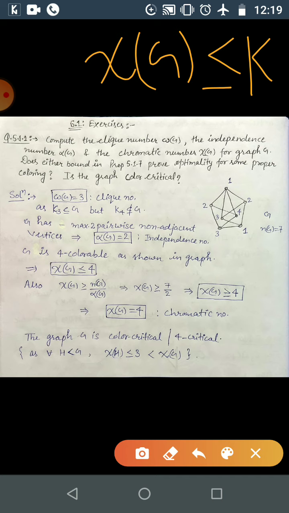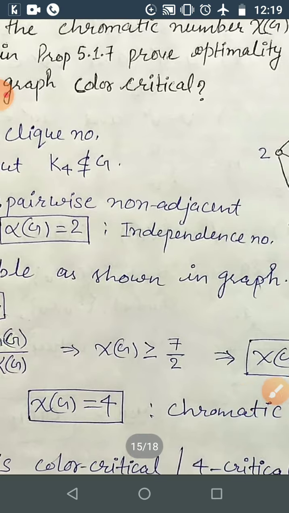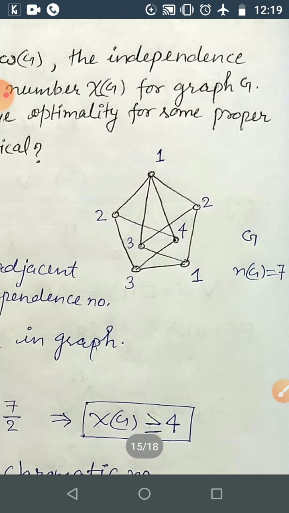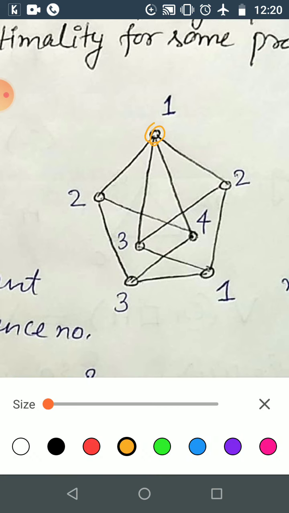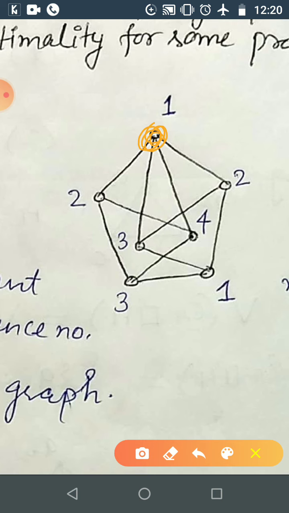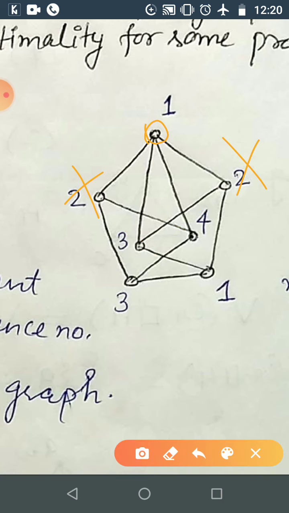So for a proper k-coloring, G is 4-colorable, as you can see here. So let me zoom it first. So this is the graph. Here we want to color this graph, so you can color this vertex with this color. Correct? So color number 1. Color number 2, it cannot be colored by this color. Same here, same here. So out of these two, we can color one of them. Correct? So which vertex will you color? I have colored this one.